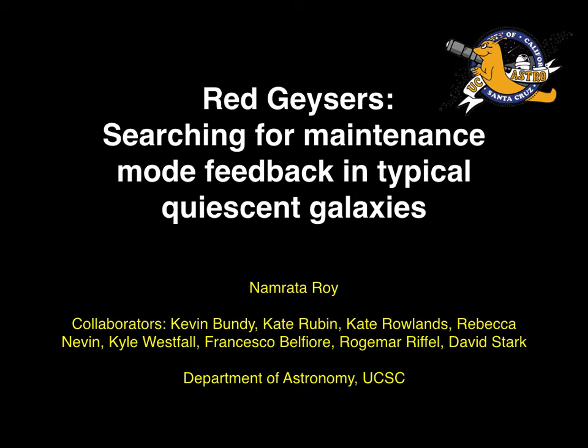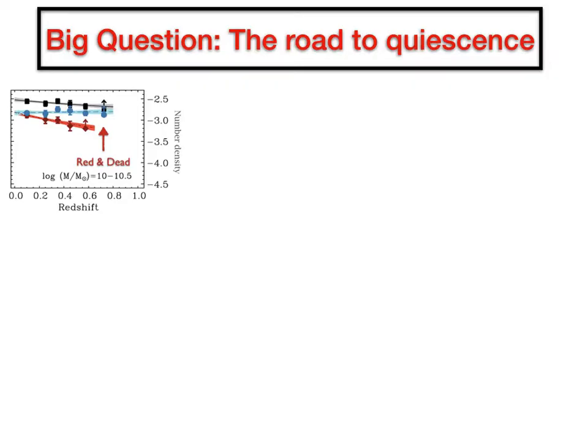I am very excited to be talking to you all about my work, which focuses mainly on searching for maintenance mode feedback signatures in typical quiescent galaxies. But more specifically, I shall focus on a very interesting sample of early type galaxies called red geysers that show galactic scale AGN driven winds. So the big question is, what causes galaxies to quench?